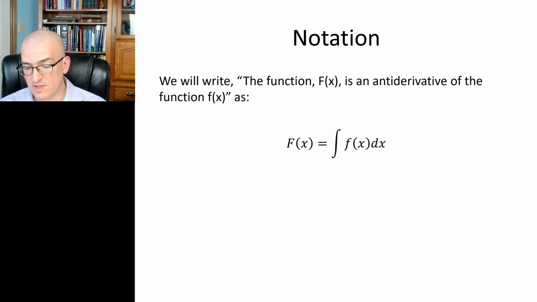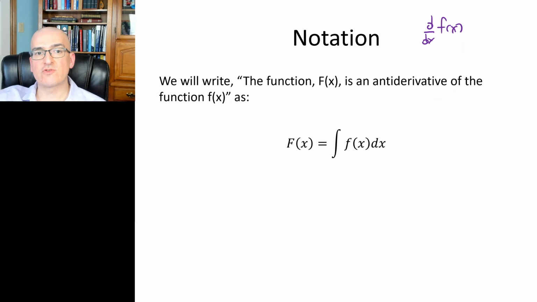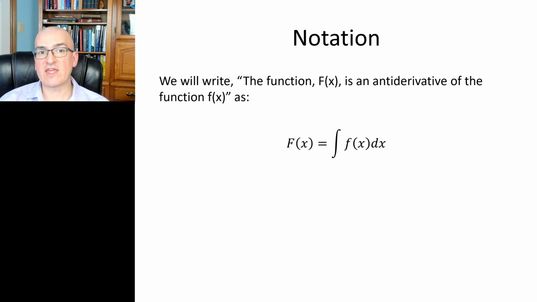We're going to write that capital F of x is the antiderivative of the function little f of x. And we're going to write that this operation is something that we can perform on a function. So we perform the antiderivative operation on the function little f of x. This is analogous to saying, d by dx of f of x. When we take the derivative of the function, we're doing something to the function. We're performing an operation on it and changing it into something else. Well, the operation, the way that we denote the antiderivative operation is with this squiggly symbol in front of the function.